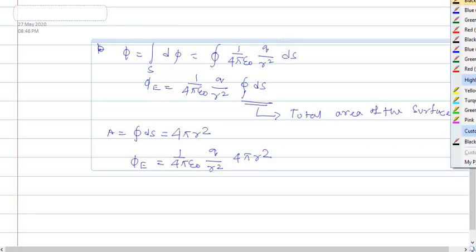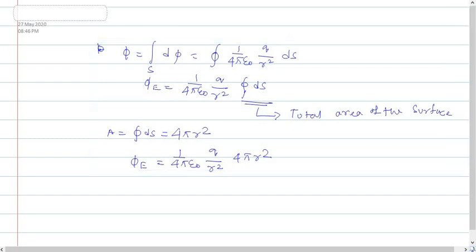We put the value of the total area here. Now this is equal to this. Now r square is cancelled, 4 pi is cancelled, so we get phi e is equal to, here there is epsilon naught and here there is q, so we get q by epsilon naught.